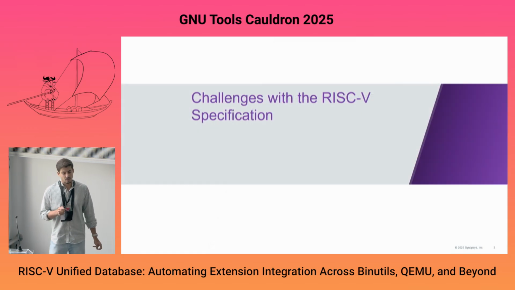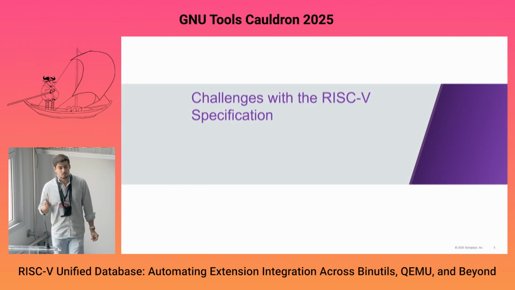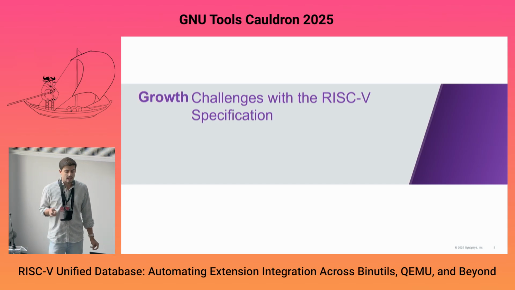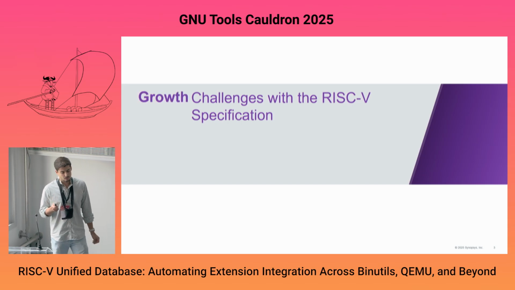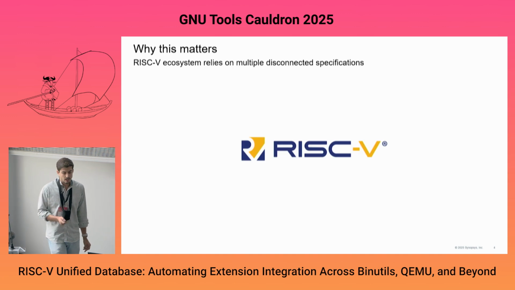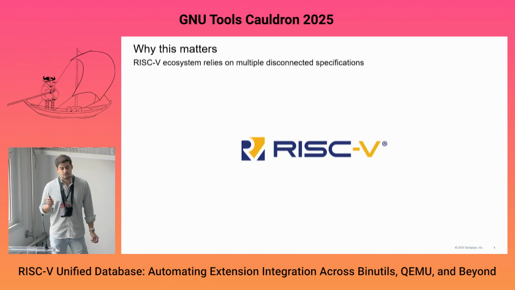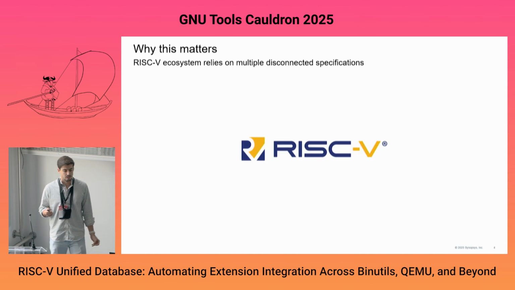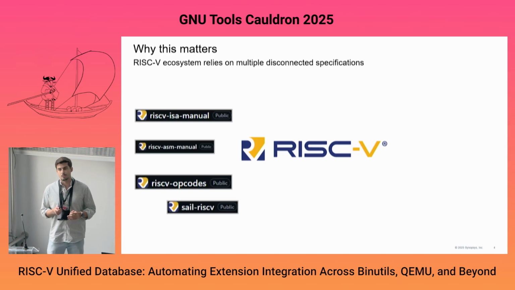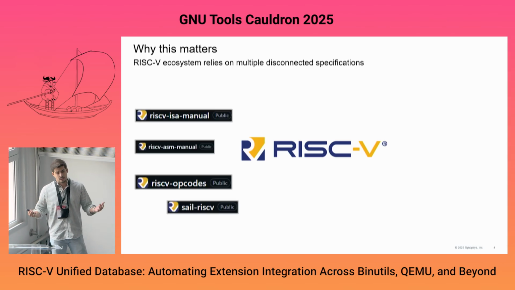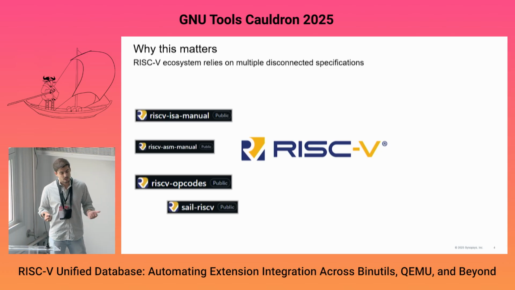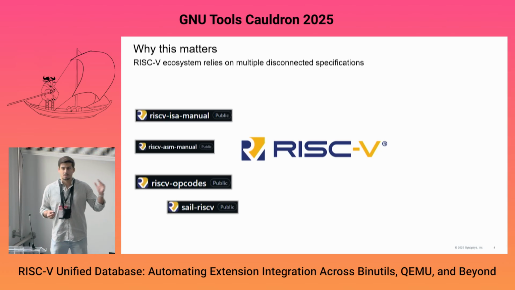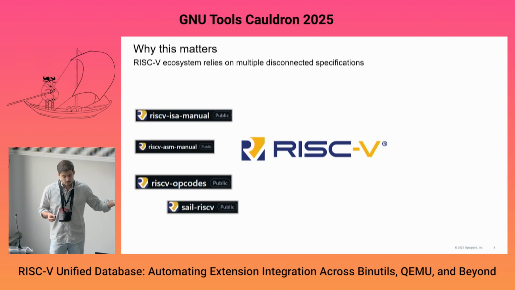So, starting off with the challenges with the RISC-V specification, I really want you to think about this as growth challenges with RISC-V, and I hope I can convince you of that by the end of this section. RISC-V has several disconnected specifications or manuals that describe the specification. The main ones are obviously the ISA manual, which I suppose everyone's already found and used, but there's also the assembly manual that describes the pseudo instructions.